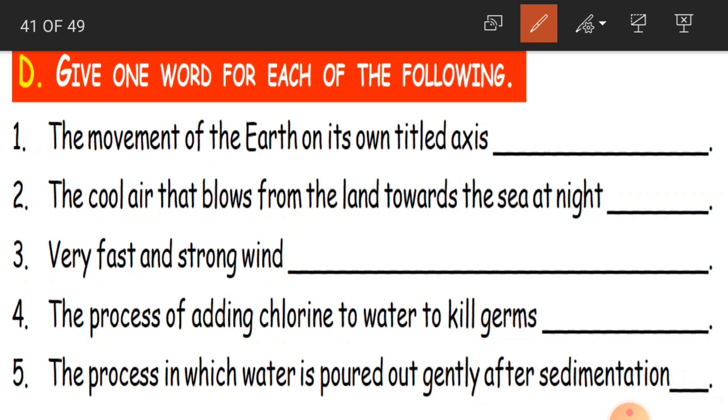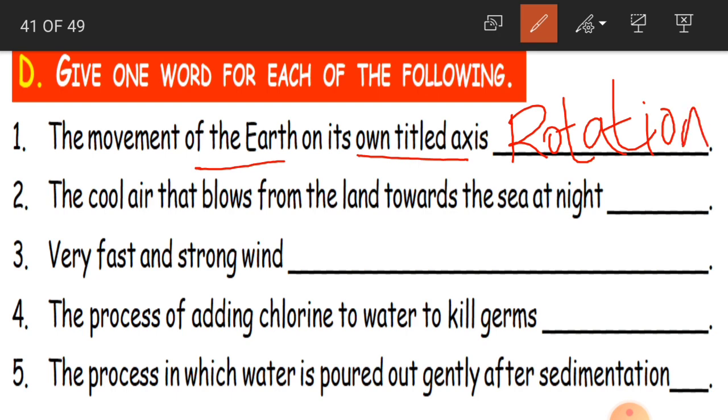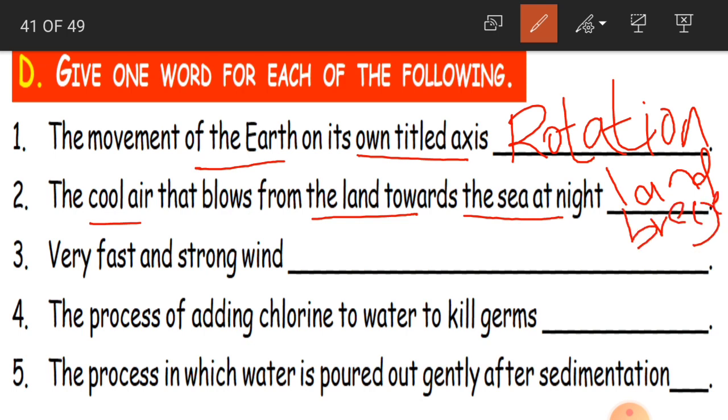The movement of the earth on its own tilted axis. It is nothing but rotation. Okay, clear? It is rotation. And the second one, the cool air that blows from the land towards the sea at night. What do we call it as? Land breeze. Okay. Land breeze. Whereas the cool air that blows from the sea towards the land in the daytime, that is known as sea breeze.